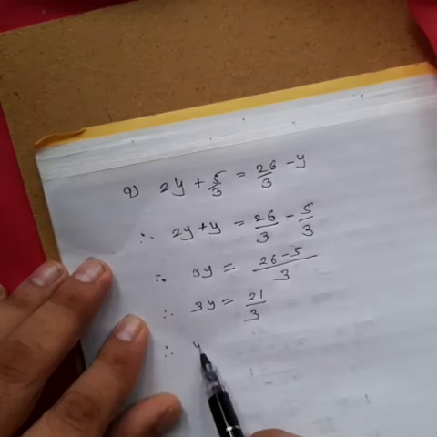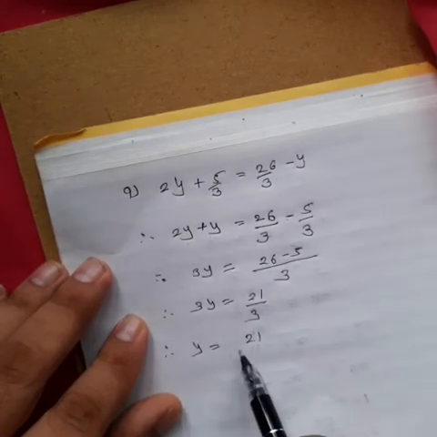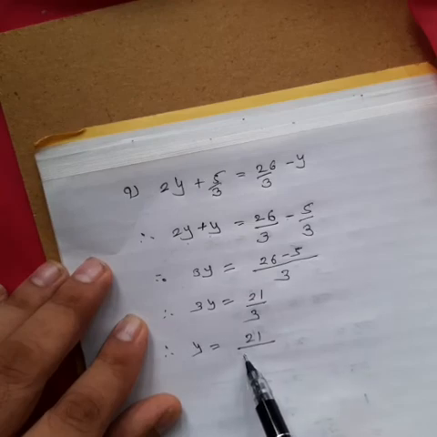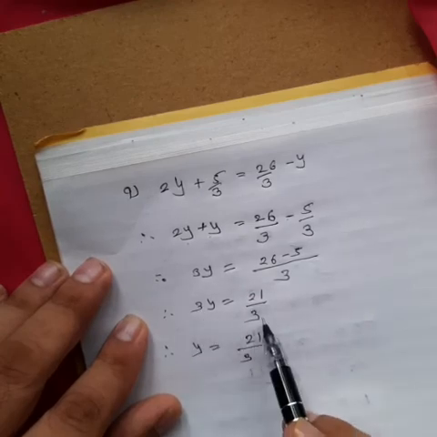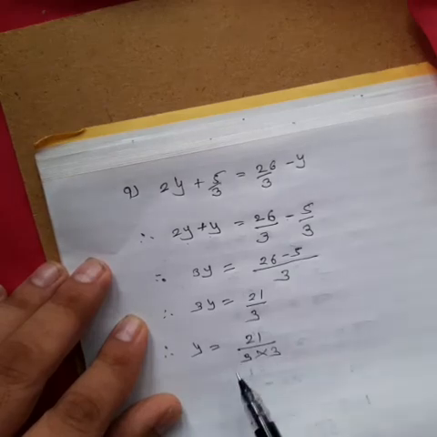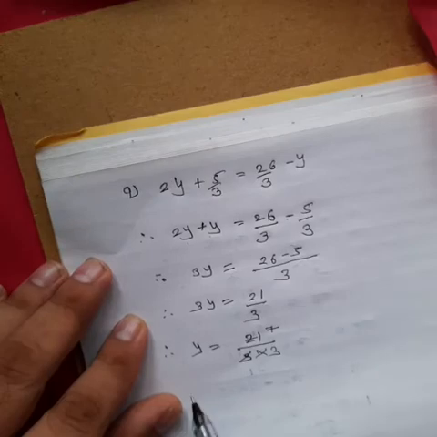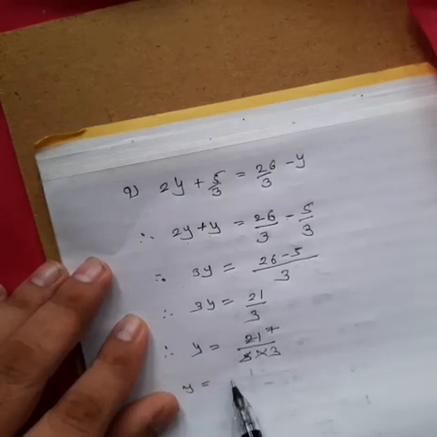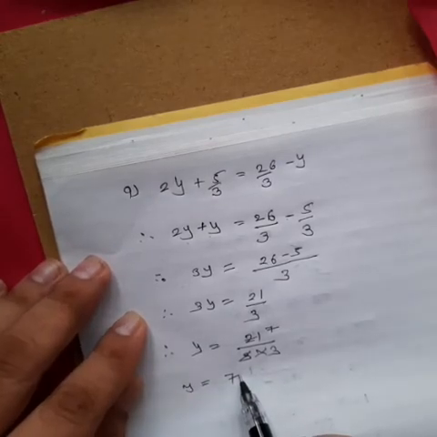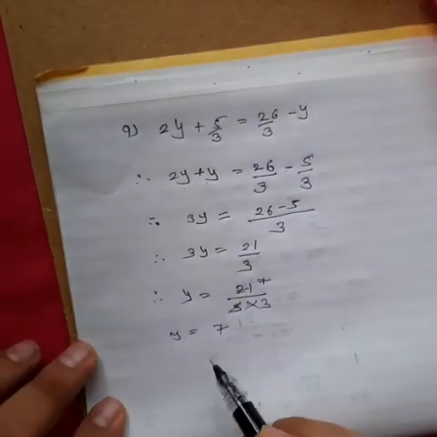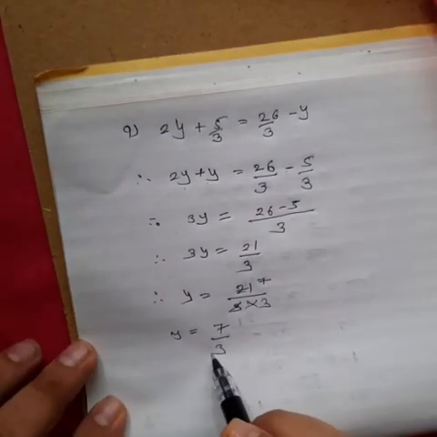So what do you say about y? 21 by 3, and that 3 also shifts to the denominator, so 3 into 3. Reduce it, 3 7s are 21. So y is equal to 7 by 3.